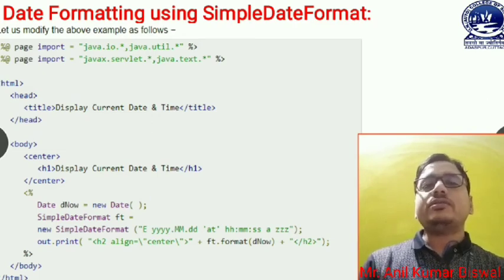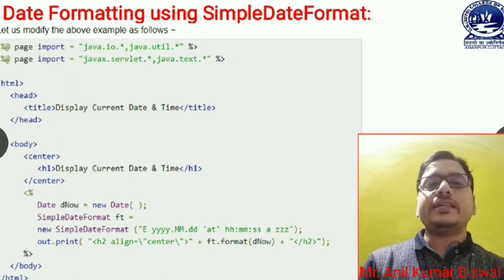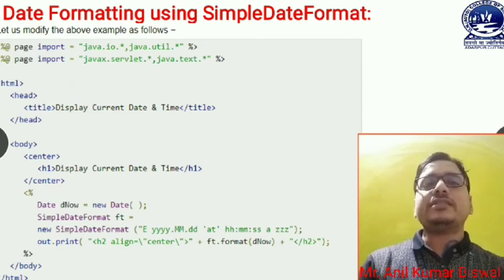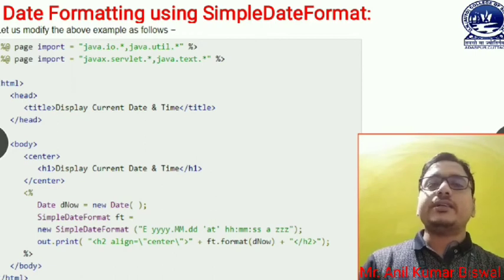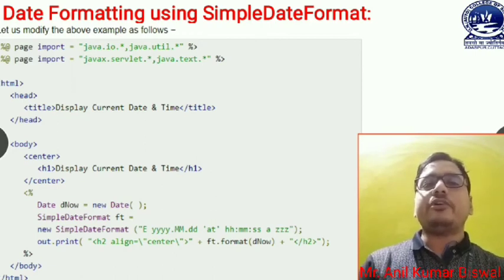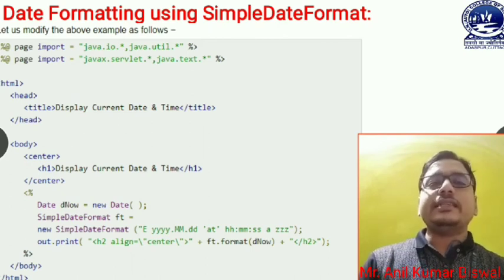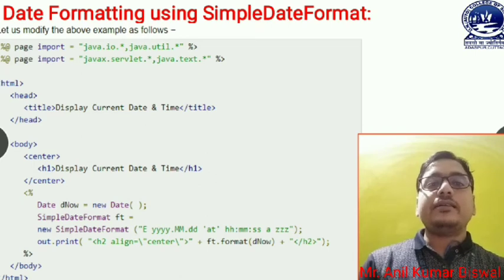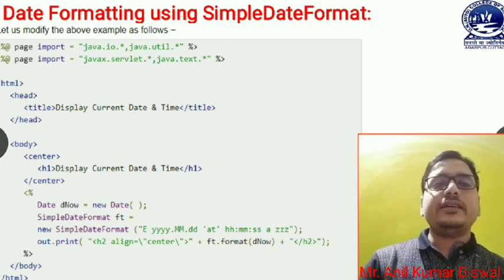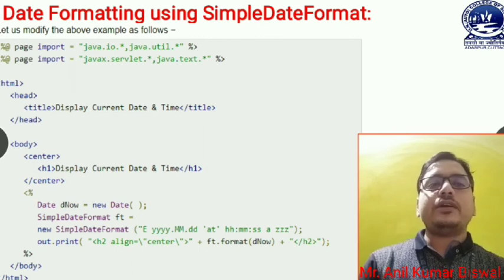Next we can define an object named ft. What type of object is ft? A SimpleDateFormat object. Whenever a user declares this SimpleDateFormat object, we use the assignment operator equals, then write the new keyword, SimpleDateFormat. We want to display our date in a particular format, so we write within double quotes, as the parameter of this SimpleDateFormat constructor, the pattern E yyyy.MM.dd 'at' hh:mm:ss a zzz, whatever you like.